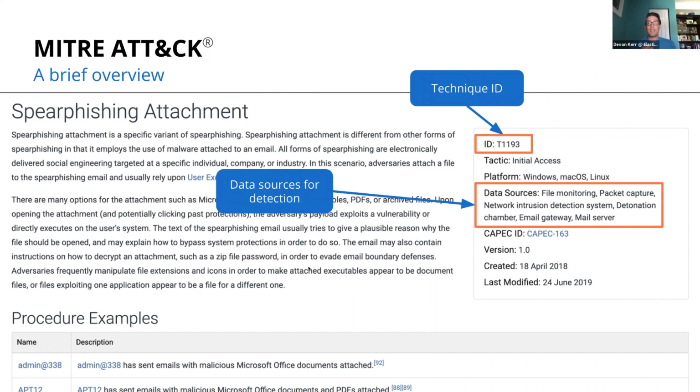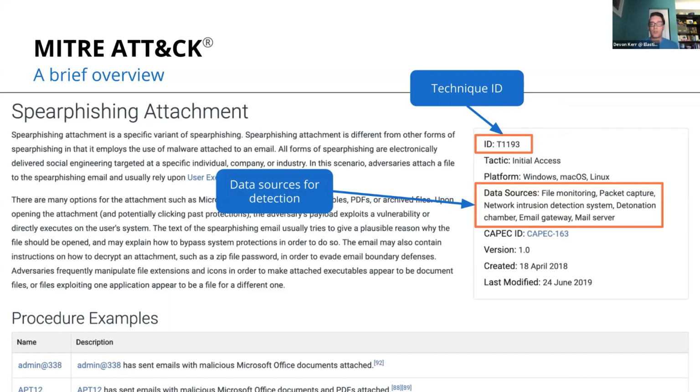The utility of those might be limited. Now, each technique also has a numeric identifier. This is really shorthand for a technique. It makes it a little bit easier for us to describe: instead of spear phishing attachment, T1193. Once you start to learn those numeric IDs, it gets a little bit easier to reference.